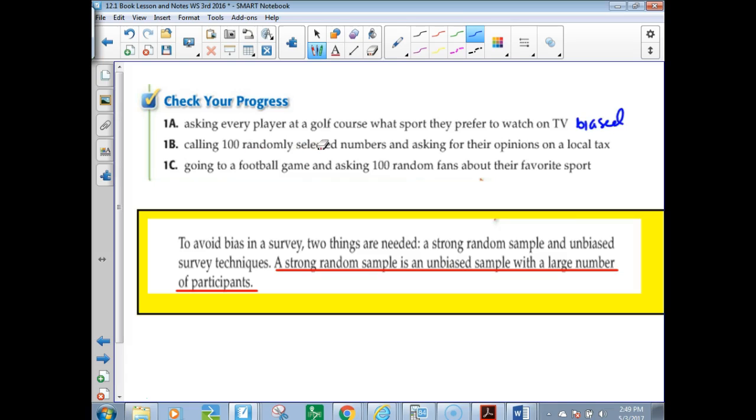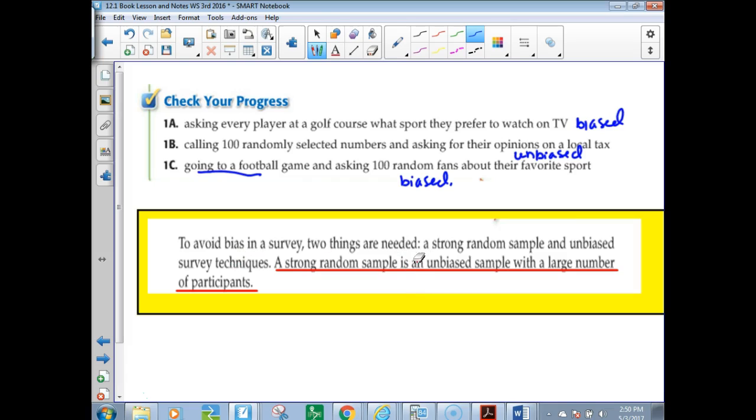Calling 100 randomly selected numbers and asking their opinions on a local tax. Is that okay? Yeah, because it's random, right? So it's unbiased. You're going to get all kinds of answers. Going to a football game and asking 100 random fans about their favorite sport. You went to a football game to make the survey. That's biased. So sometimes it's quite obvious whether it's biased or unbiased, right?